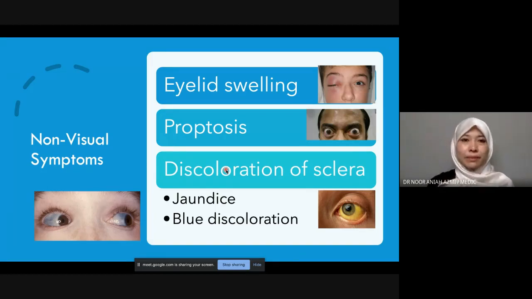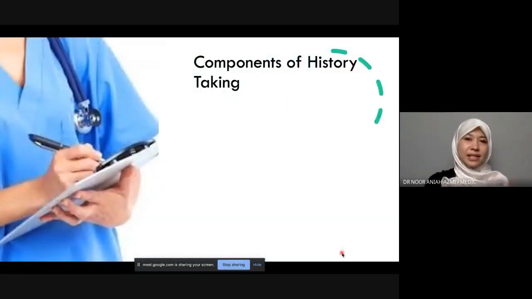The next one is that sometimes patients may complain of discoloration of the sclera. It can be jaundice or blue discoloration like in this condition. Some of these things are just nice to know, but just remember that the important ones are eye pain, drop in vision, eye discharge, eye redness, and also floaters. You really have to be alert when patients complain of these symptoms.